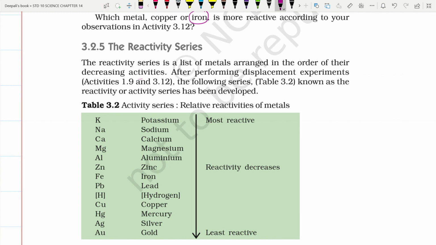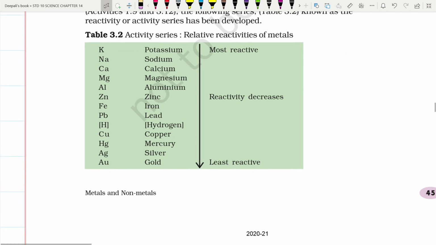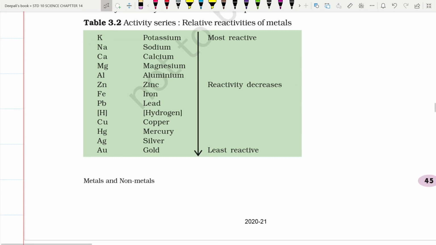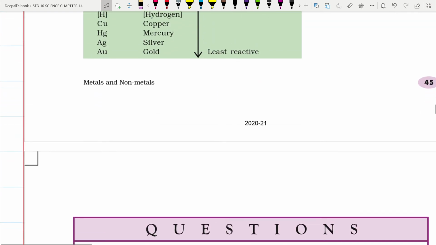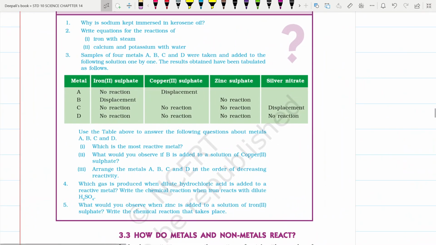After performing displacement experiments, we come to the final result of the reactivity series, where potassium, sodium, calcium, magnesium, aluminum, zinc, iron, lead, hydrogen, which is a non-metal, copper, mercury, silver and gold are arranged in the decreasing order of their reactivity. The most reactive of these is potassium and the least reactive is gold. Now you will easily be able to answer these in-text questions. Let us check the next section.